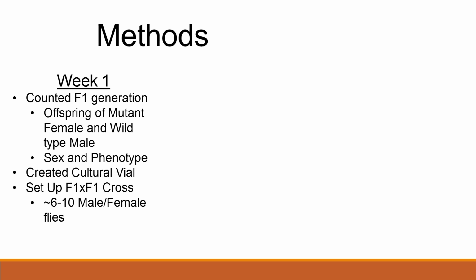So the first week, we counted the F1 generation, which of course is the mutant female and wild-type male's offspring. We looked at the sex and phenotype of each fruit fly, then created a culture vial from the materials listed before in order to set up the F1-F1 cross. We then counted and put approximately 6 to 10 males and females into each vial.